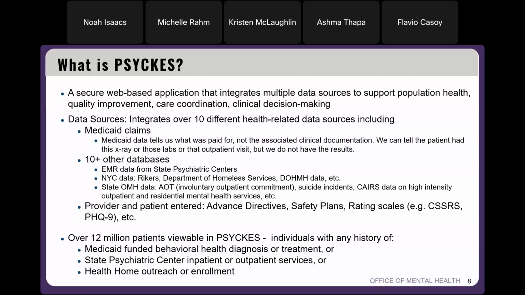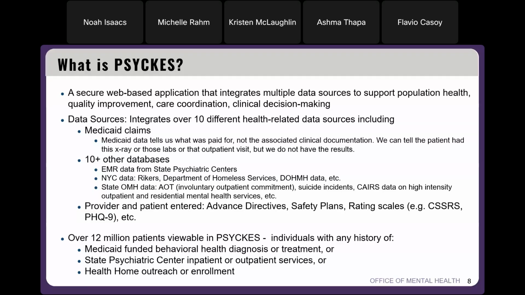Some of the data that we have available in PSYCKES: our largest data source is Medicaid claims. We're getting a feed from DOH on a weekly basis of Medicaid claims, which includes hospitalizations, outpatient and inpatient services, care coordination, residential, etc. But some of the information that you're not going to be able to get from Medicaid claims is that it's going to tell you what was paid for, not the associated clinical documentation. So for example, we'll be able to say that a client had an x-ray or had a lab or had an outpatient visit, but we won't have, for example, those lab results.